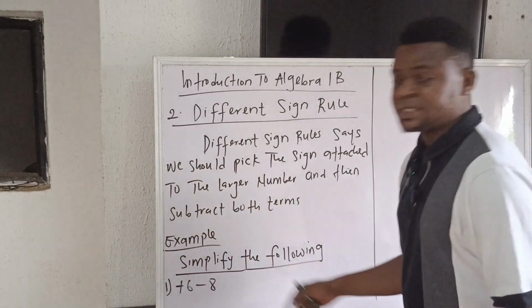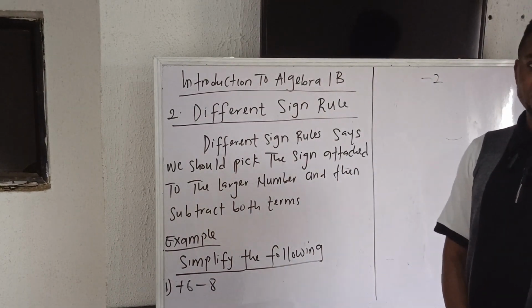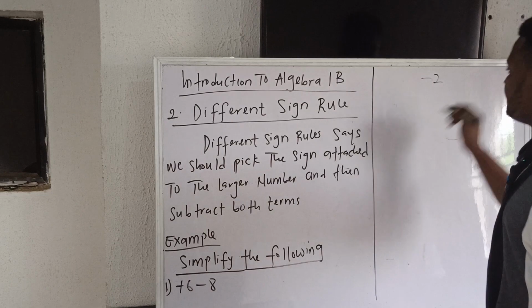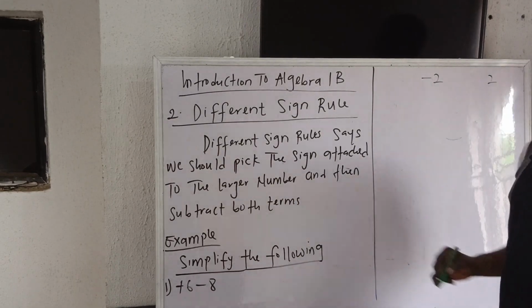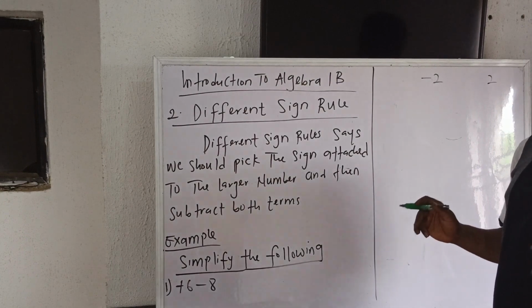If I take away 6 from 8, I'm going to have 2. So my answer gives me -2. But take note, -2 is not the same thing as 2. Please don't remove the minus sign. -2 is not the same thing as 2.